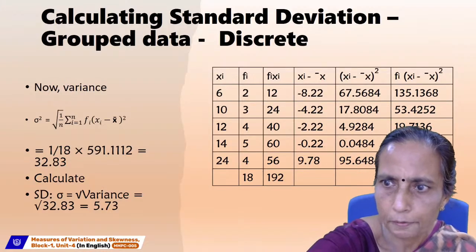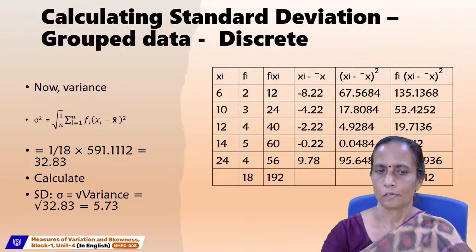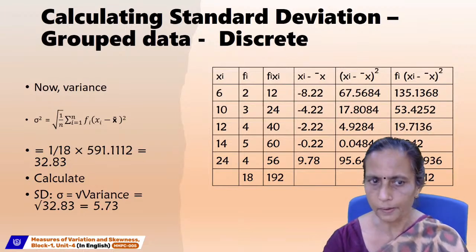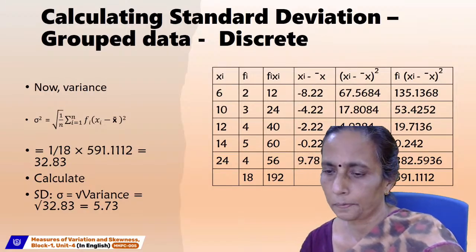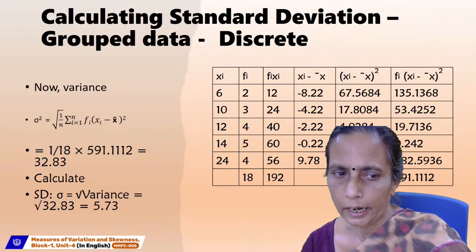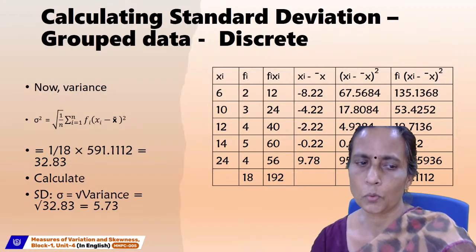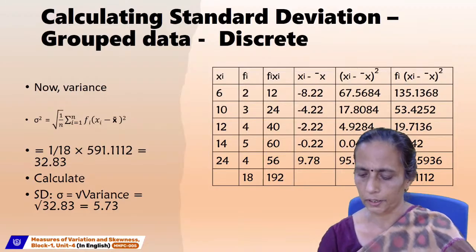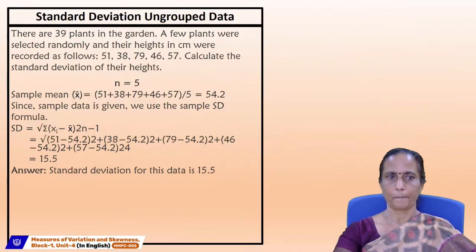Multiplying this with this. Okay. So your sigma will be the square root of this divided by 18. That is the square root of 32.83, and that is 5.73. So this is how we calculate for a class interval.